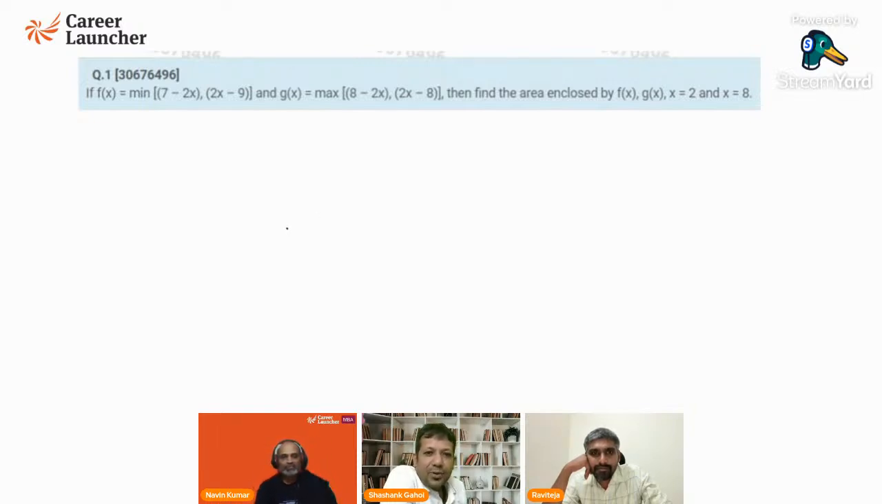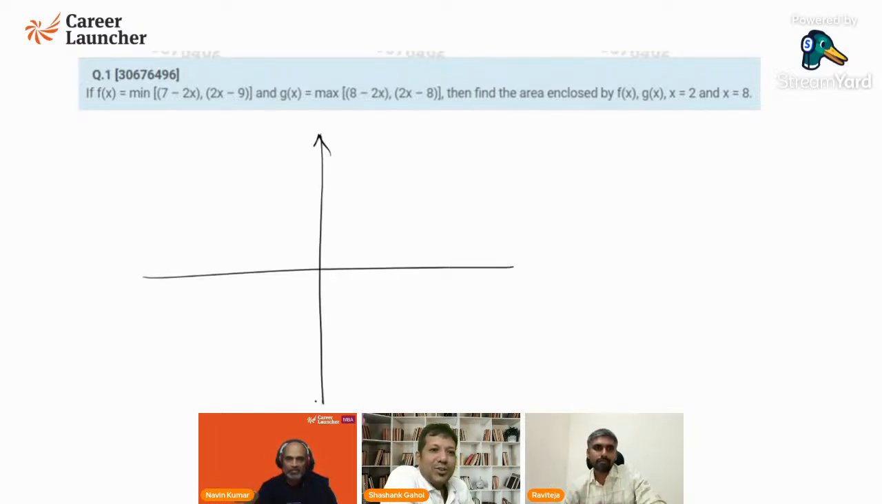नवीन सर, ग्राफ तो आप ही को ड्रॉ करना पड़ेगा. आप बोलते जाओ, मैं करते जा रहा हूँ. तो मिनिमम फंक्शन का ग्राफ ड्रॉ कर लो. सो इफ fx का करते हैं, सो इफ x is 0, y 7, and if y is 0, then x is 3.5.